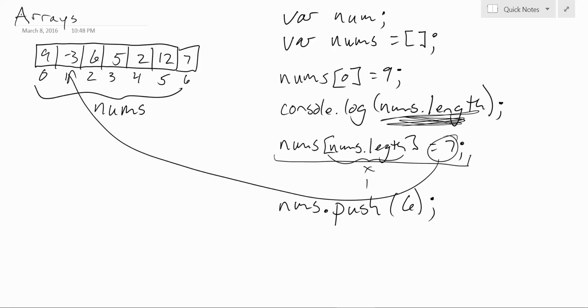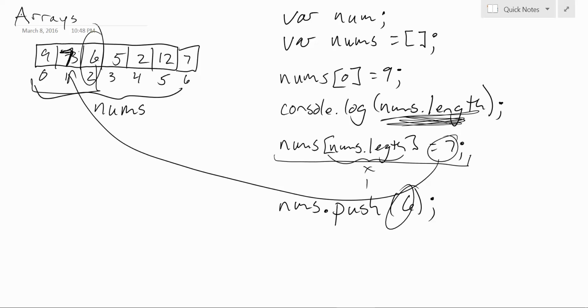So in this case, at this point, there would be 2 elements in the array, which means nums.length would give us 2. So nums at 2, which is this place right here, insert the value 6. So then after this line of code is done, we would have 3 elements in our array. 9, 7, and then 6.